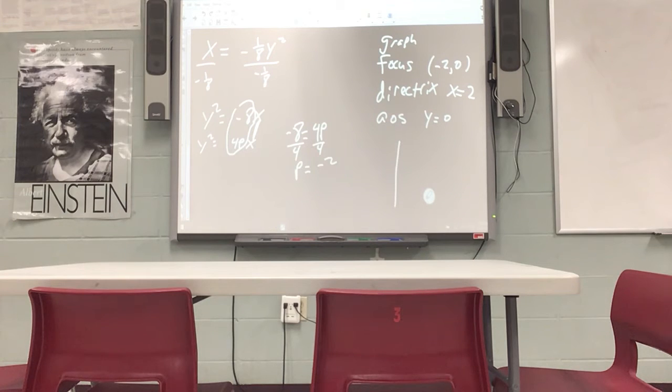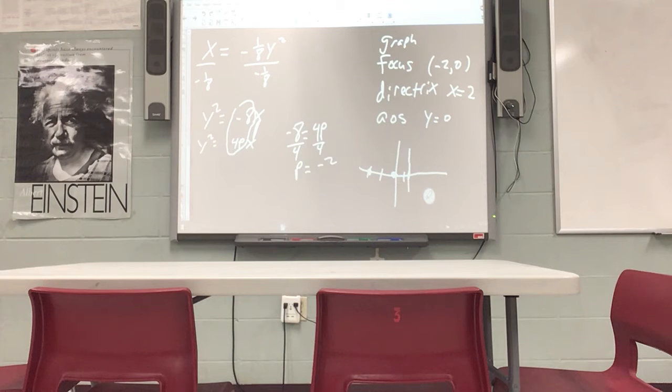Now I can look at that first page of notes, the big chart. I'm on the bottom right. Do you see why I'm on the bottom right on that big chart with all the graphs? It's got y squared, those are the bottom two, and my p is negative, which means my p is less than 0. So that puts me on the bottom right. See that? So I know that my vertex is here, my focus is negative 2, 0, my directrix is x equals 2.